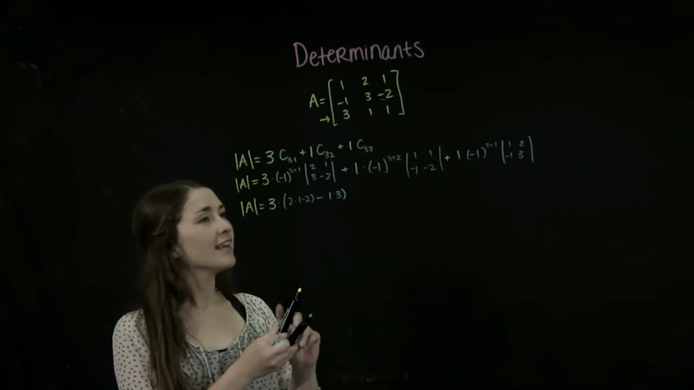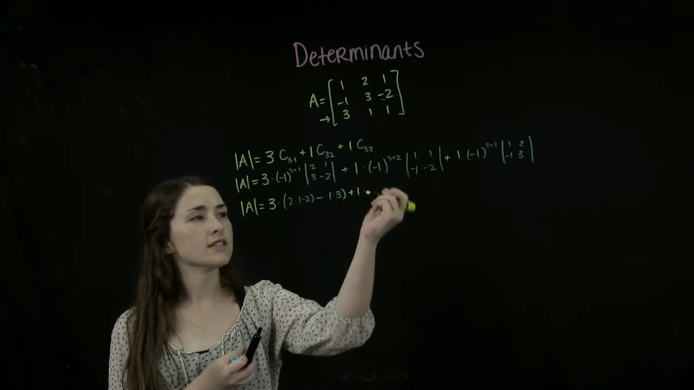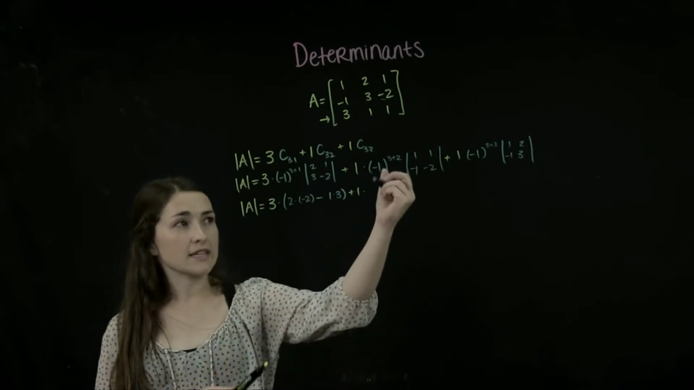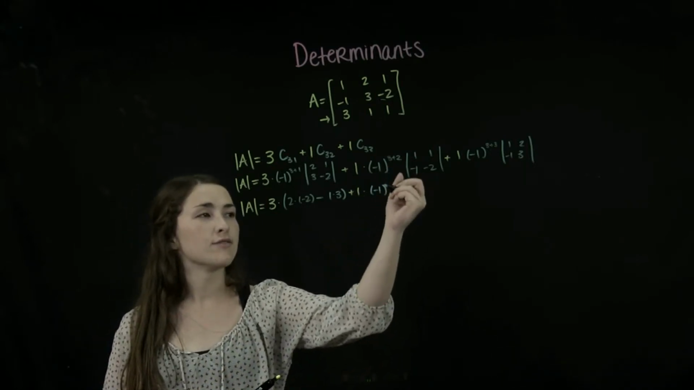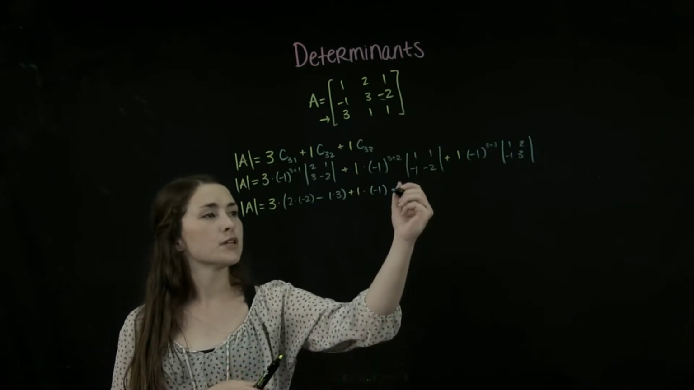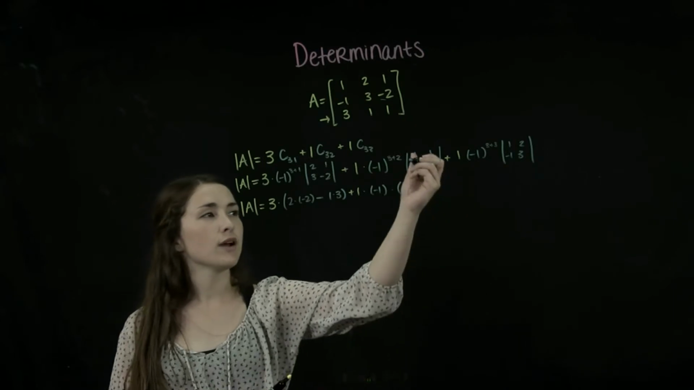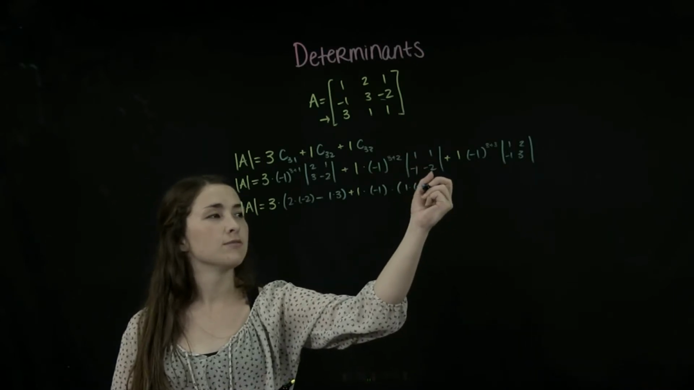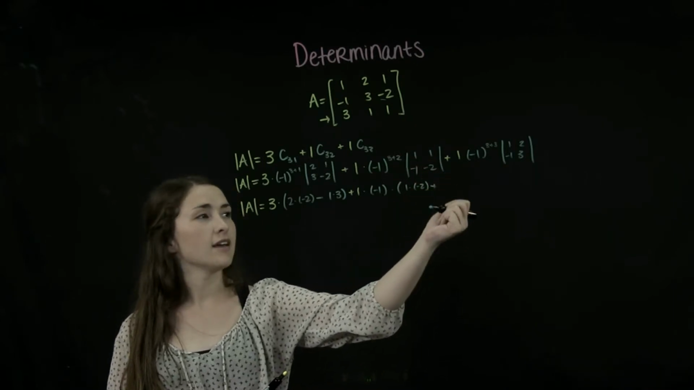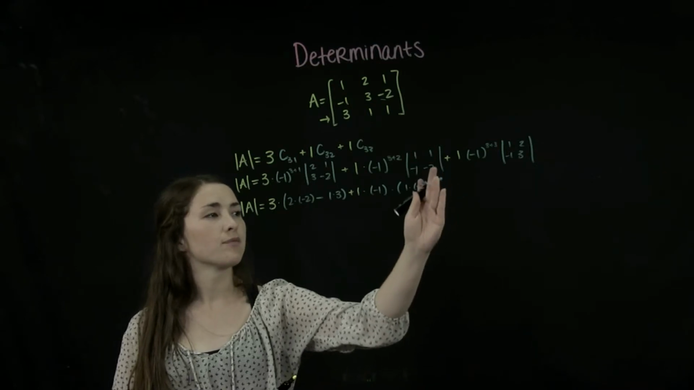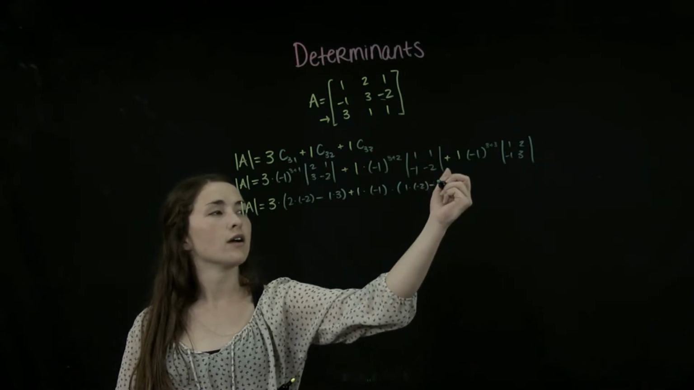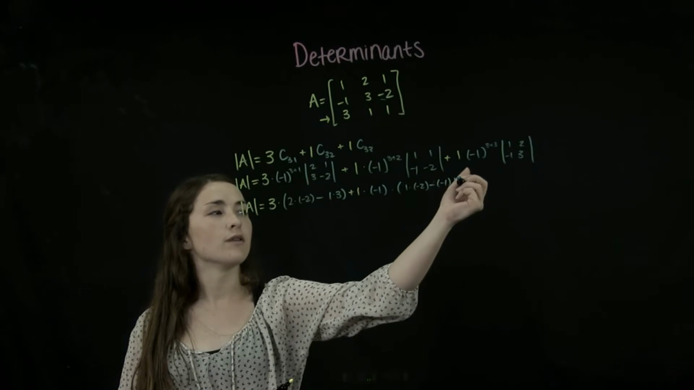And then we're going to be adding it to 1 times, okay, so this one is a negative 1 because we have negative 1 to the 5th power. And then we're going to be multiplying that by this determinant. So we have, going down from left to right, 1 times negative 2. And we're subtracting from that our negative 1 times 1.